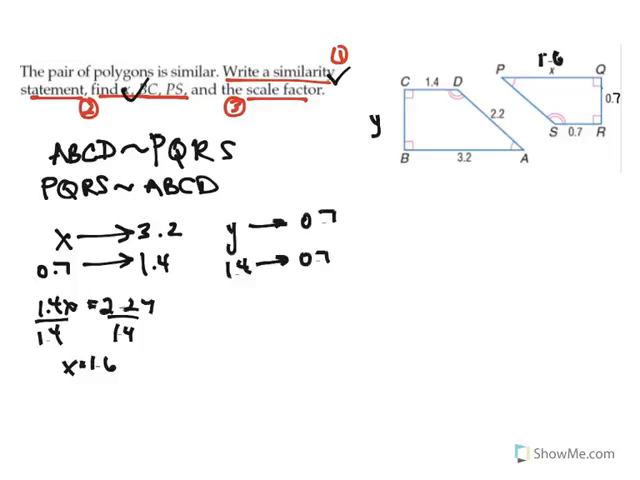Now we cross multiply, what do we get? 0.7y equals 0.98. Divide both sides by 0.7. Y equals 1.4. Okay. Now we need to find PS. We found BC. PS is the line that's between 2 and 1. That corresponds to this side over here.